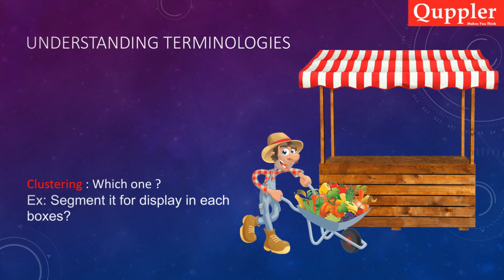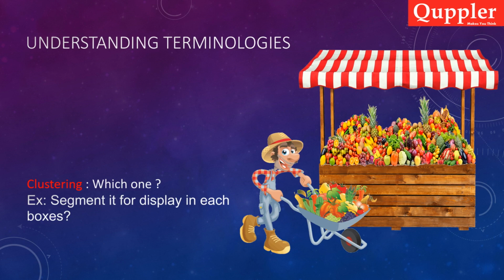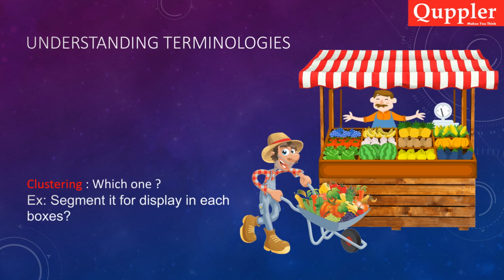To keep them for display, he needs to arrange them in a manner so that other people can come and buy. If you keep just a pile of everything in one place, it would be very difficult to choose from there. So he will arrange it, and that is called segmentation. He arranges grapes in one box, tomatoes in one, cabbage in another, watermelon in another. In this way he has differentiated between each of the fruits, even for display purposes. So this is what clustering does.